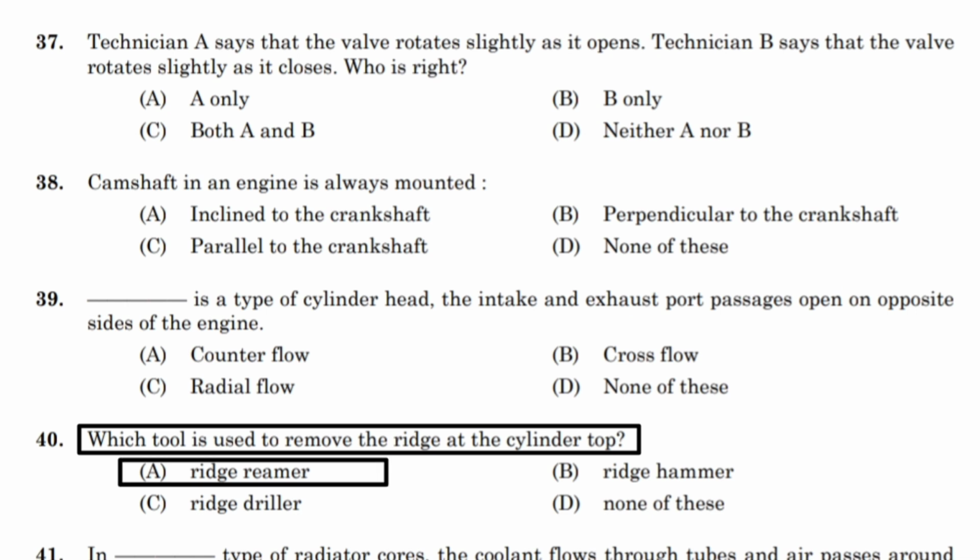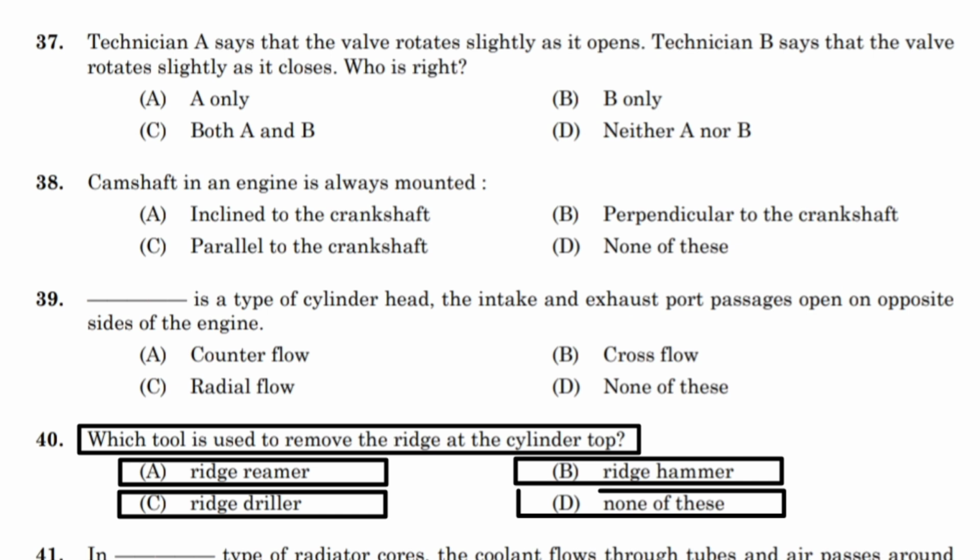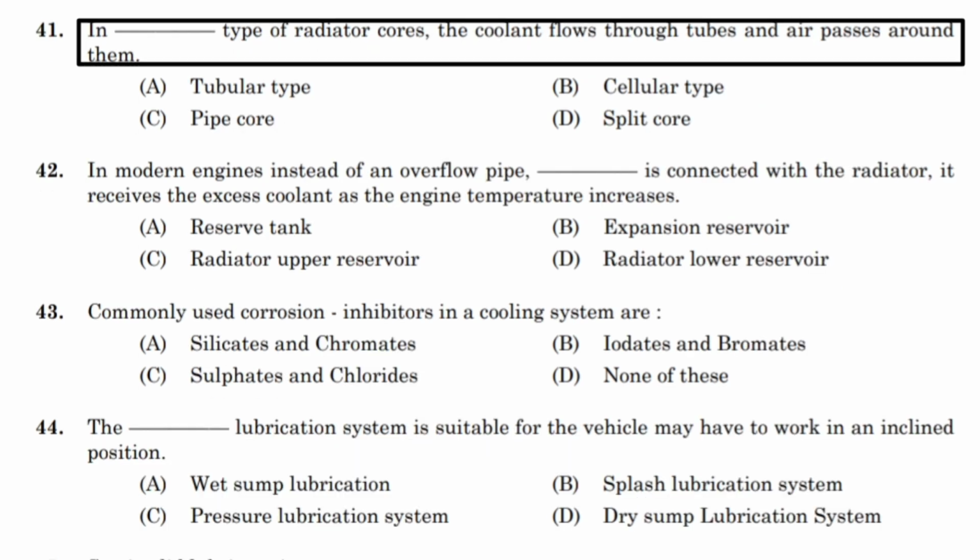40. Which tool is used to remove the ridge at the cylinder top? A. Ridge reamer, C. Ridge driller, B. Ridge hammer, D. None of these. Answer A. Ridge reamer.